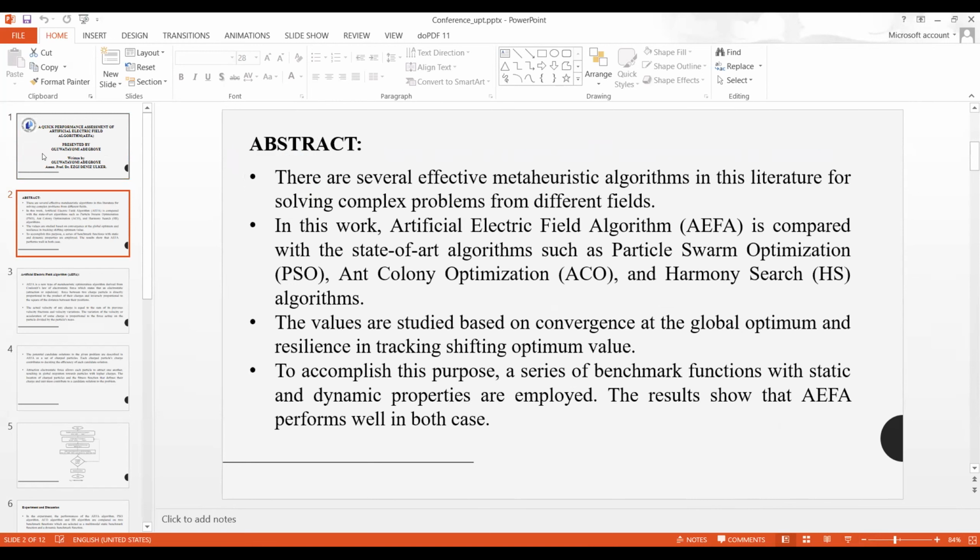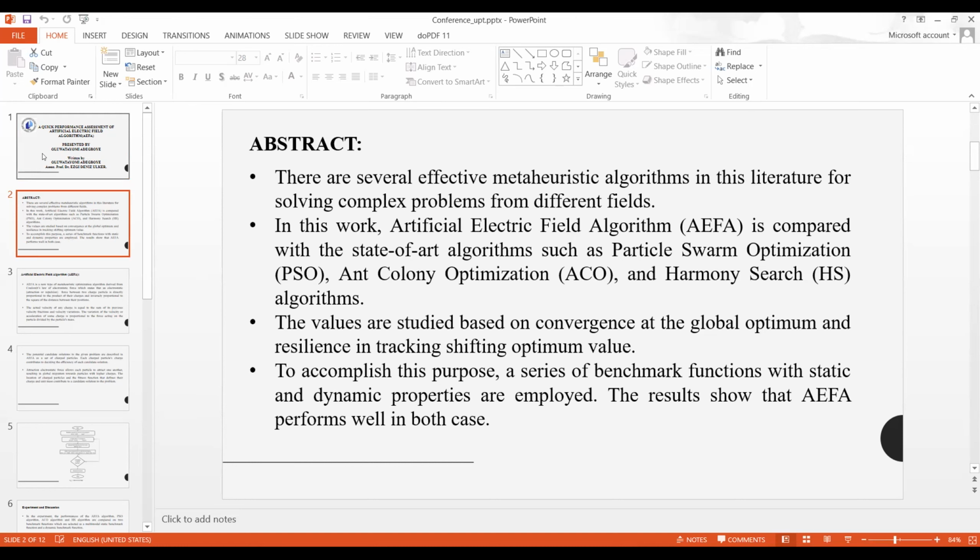In the abstract, just a quick summary of what was done. We used several metaheuristic algorithms in this literature to solve complex problems from different fields. And in this work, we compared the artificial electric field algorithm with several other state-of-the-art metaheuristic algorithms like particle swarm optimization, ant colony, and harmony search.